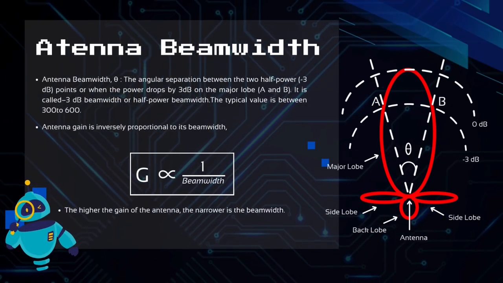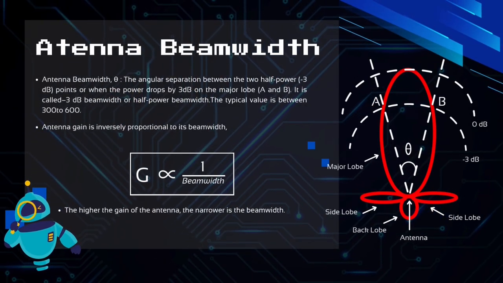Antenna beam width. Antenna beam width is the angular separation between the 2 half power, minus 3 decibel points, or when the power drops by 3 decibels on the major lobe, A and B. It is called the negative 3 decibel beam width or half power beam width. The typical value is between 30 degrees to 60 degrees. Antenna gain is inversely proportional to its beam width. The higher the gain of the antenna, the narrower the beam width.